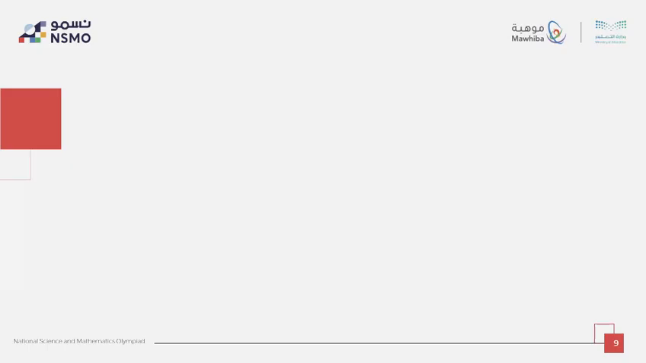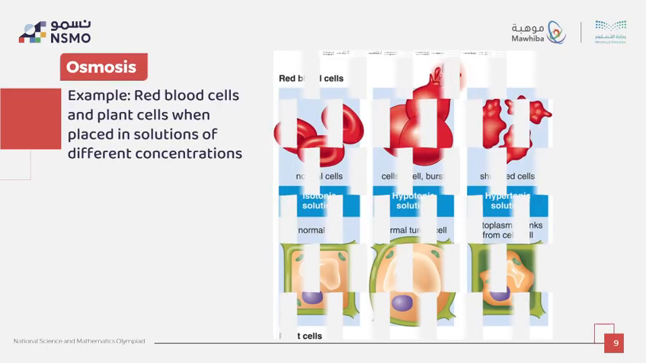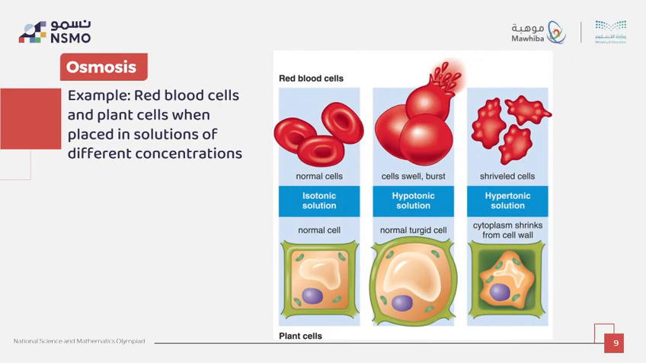The most obvious examples of osmosis are red blood cells and plant cells. And look at these pictures, guys. This picture shows what happens to cells when placed in solutions of different concentration. The first scenario here, if we put the cell in hypotonic solution, the cell swells and may burst in red blood cells. And here in plant cells, it will be normal turgid cells.